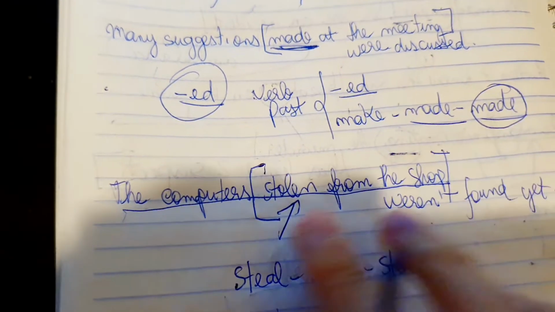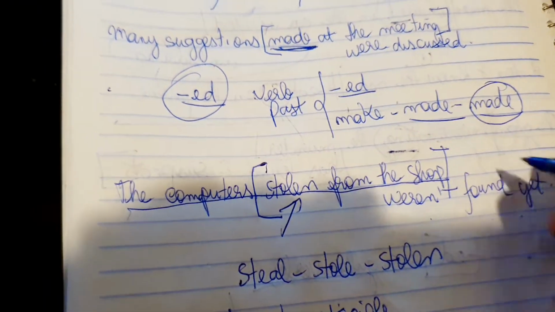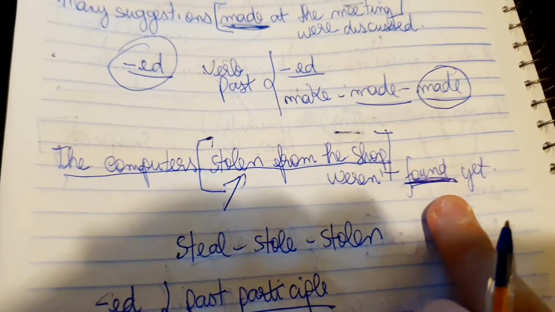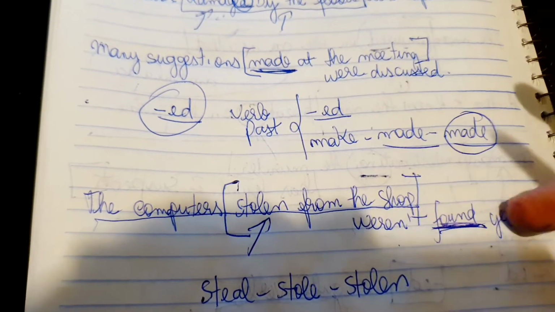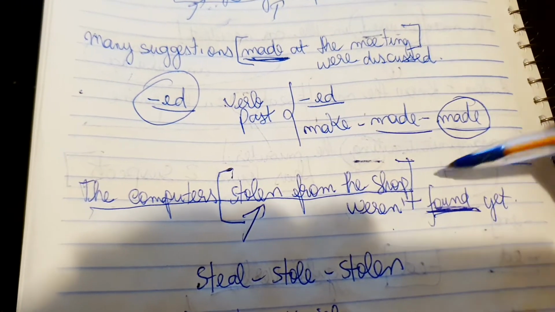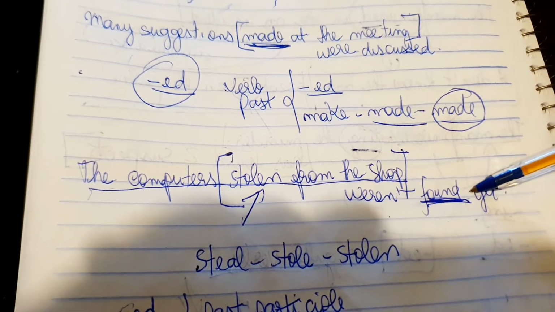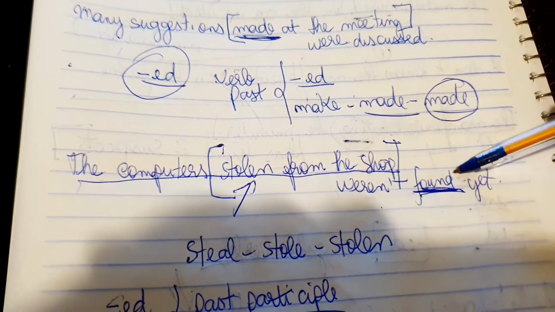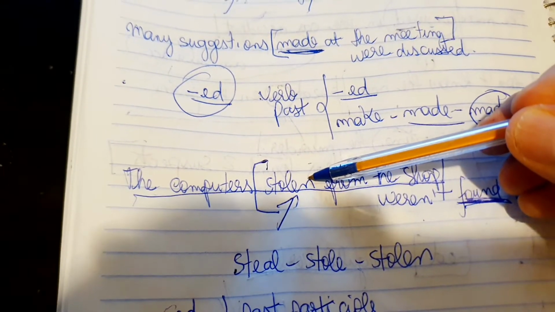So computers stolen from the shop, so you have here a clause, weren't found yet. Found is also the past participle, because you have two different passive voices in the same sentence. Two clauses with passive voice. You see? Find, found, found, steal, stole, stolen.